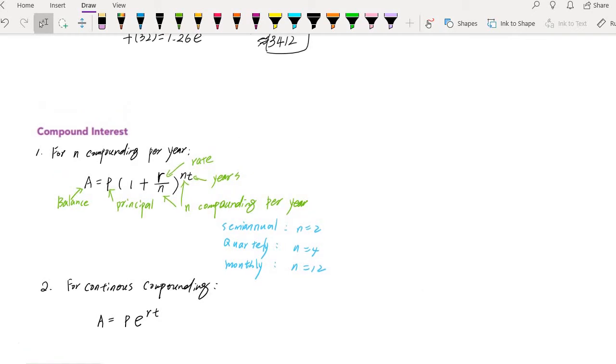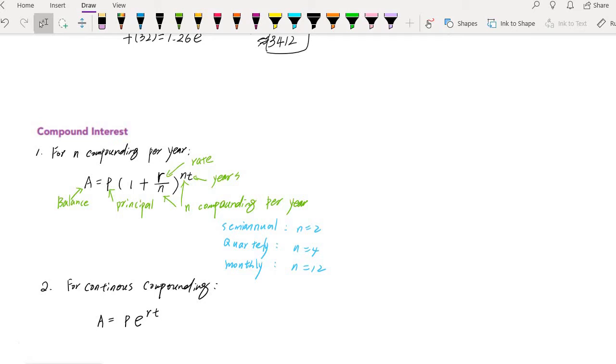All right, next is the compound interest. If you can take a minute and go ahead and write this formula down, that would be great. The first one is for n compounding per year: A equals P multiplied by 1 plus r over n, to the n times t power. Each piece: A is the balance, P is the principal, r is the rate, n is compounding per year, and t is years.